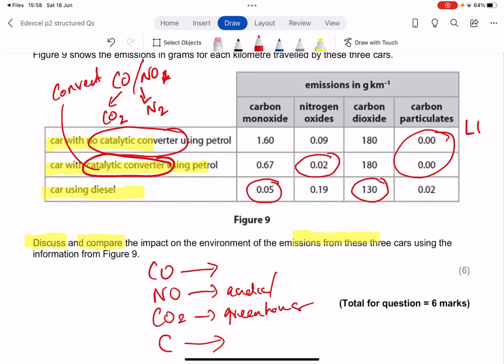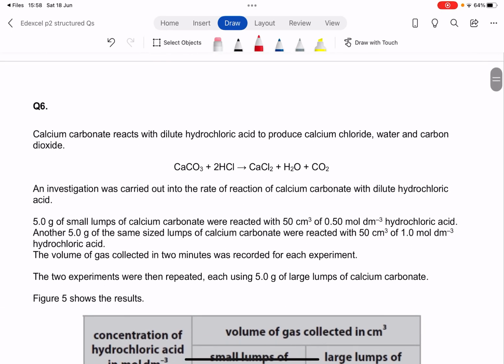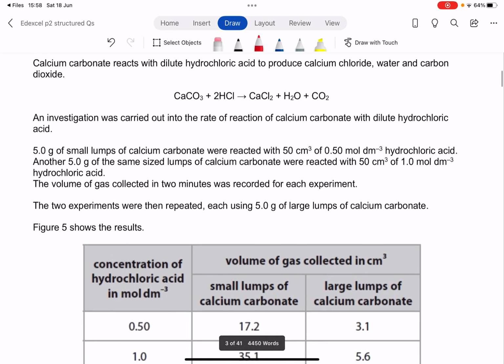So overall, diesel is better than petrol for carbon oxides, and diesel is worse for particulates and for nitrogen oxides, and a petrol car with catalytic converter is better than a petrol car without catalytic converter. Again, will this question come up? Possibly, but maybe not as a 6 mark question.